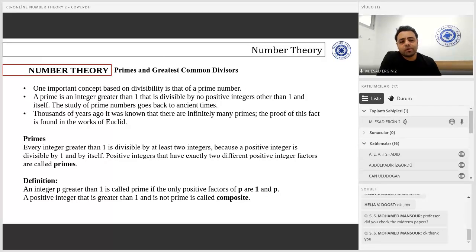Yes, the prime numbers, as you probably remember from your high school education, are a very important concept based on divisibility. As you remember, we started with modular arithmetic, which always focuses on remainders. So here, a prime number has no common divisor, and a prime number is an integer greater than one that is divisible by no positive integers other than one and itself, as you remember.